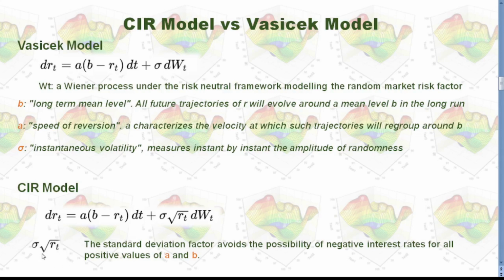So this item avoids the possibility of negative interest rates for all positive values of A and B.